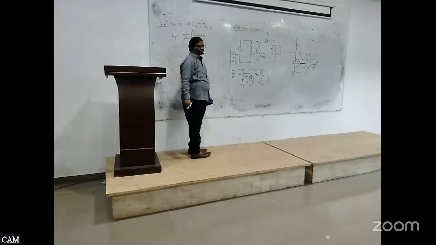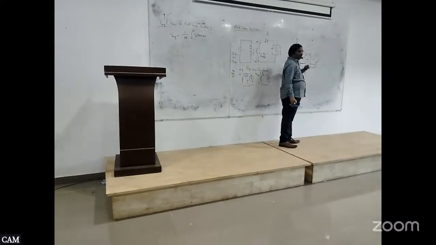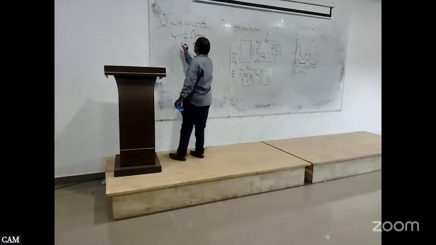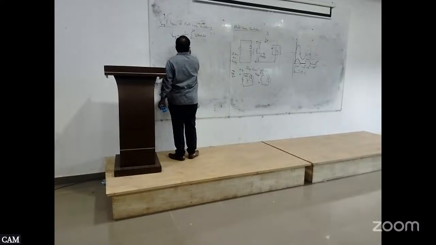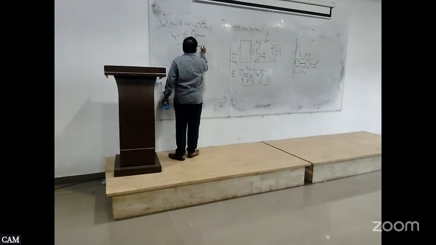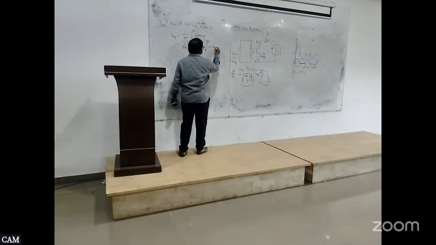Here the limits are 0 to 2 pi. See, from 0 to pi we are getting output, and from pi to 2 pi we are not getting output. So we are now dividing this integral: 1 by 2 pi, integral 0 to pi Vm sin omega t plus integral pi to 2 pi 0 d omega t.